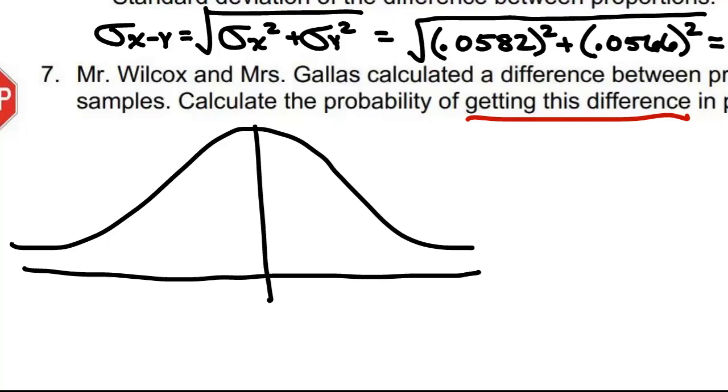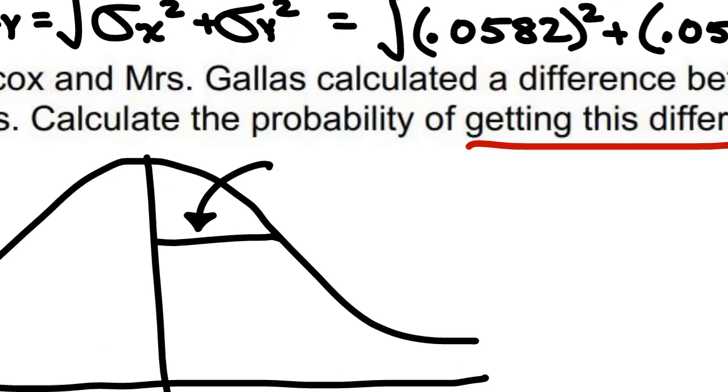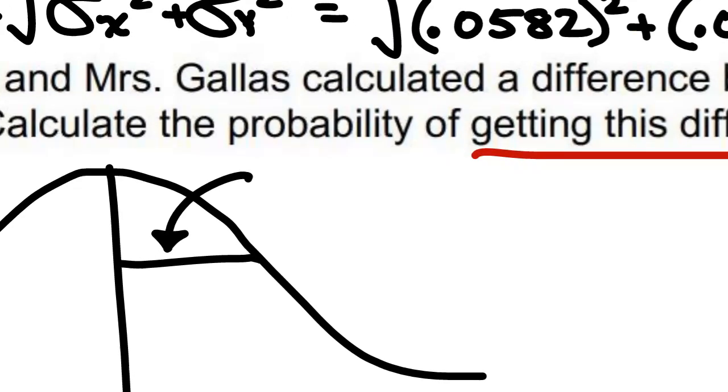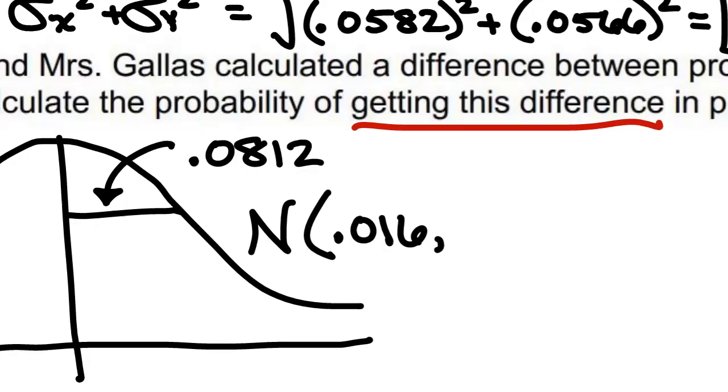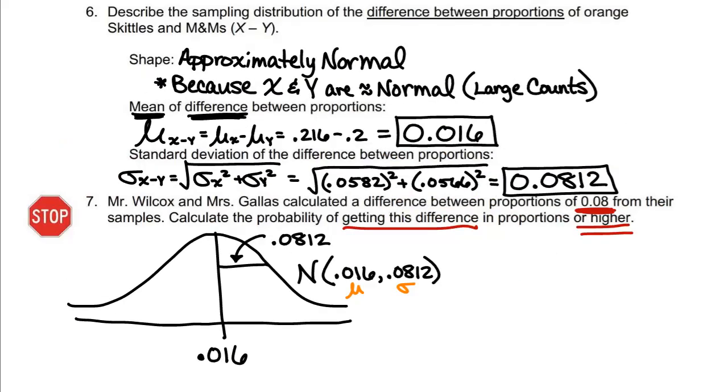What are we going to put right down the center of the picture? The mean. So 0.016. Then we have our standard deviation here of 0.0812. N with 0.016, 0.0812. That's my mean and my standard deviation. So I just start off with my picture.